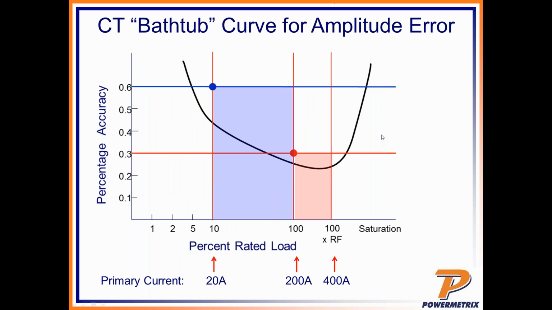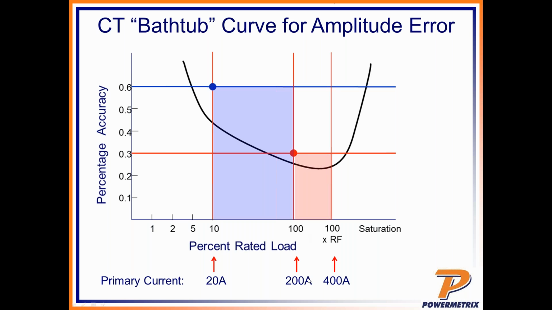Now, talking about ratio, everyone's probably seen this, what we call the bathtub curve. All right. This is for the ratio error or the amplitude error. So that 0.3% CT, okay, if you look over here on our percentage accuracy on the left, you've got 0.1, 0.2, 0.3%, and then also up here at 0.6%. And then on this axis, we're talking about the percent of rated load, okay? So a normal 0.3% CT only has to be 0.3% accurate, okay, if it's at 100% of its rated load.